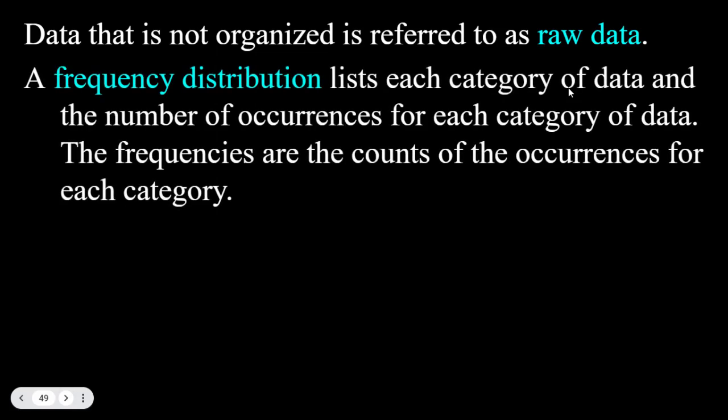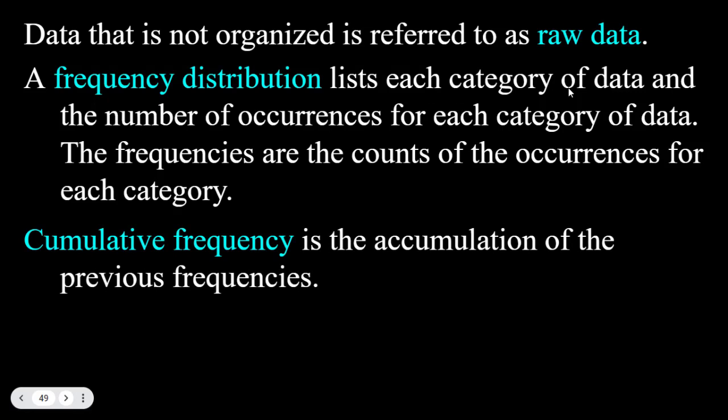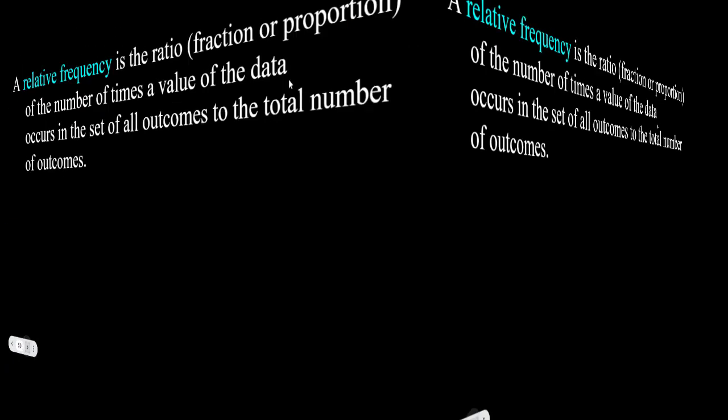In order to start organizing it, one thing that we can do is make a frequency distribution. This lists each category of data and the number of occurrences for each category. The frequencies are the counts of those occurrences for each category. Looking at that, we can also have a cumulative frequency. This is the accumulation, where you add up all of the previous frequencies with the one that you're looking at. And we're going to do an example of this so you can see how each of these work.